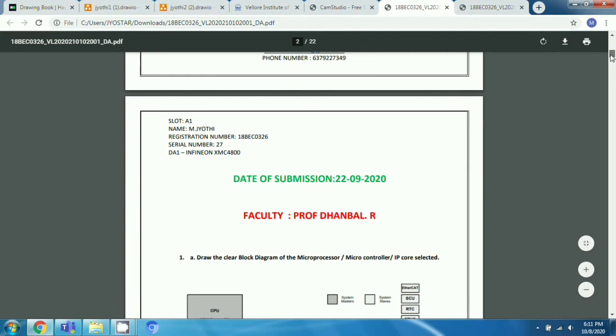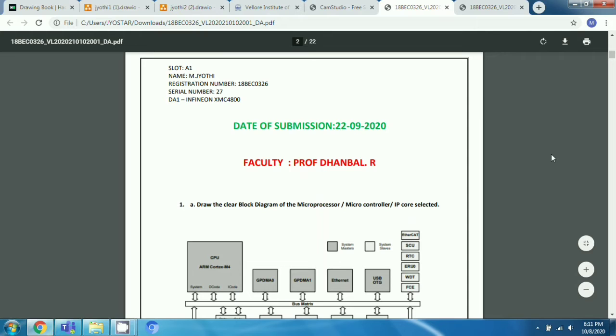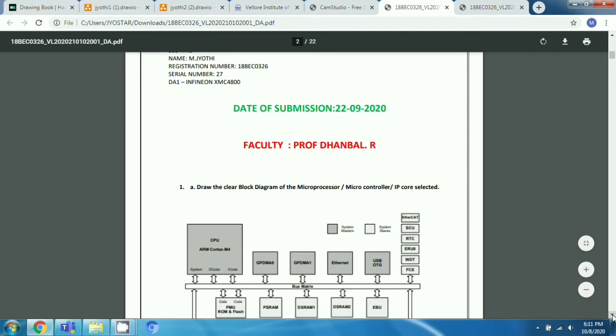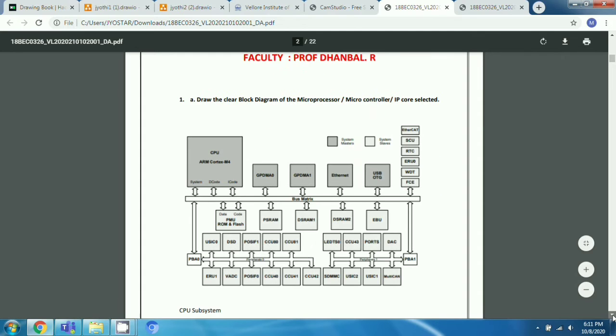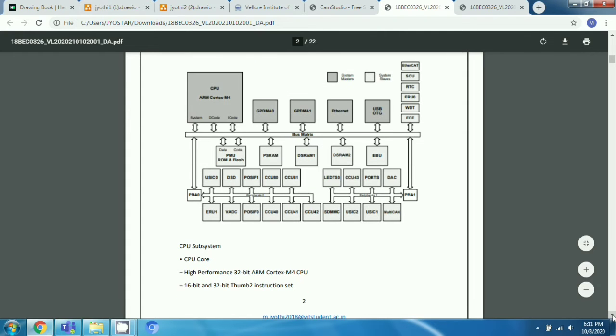As you can see here, the block diagram consists of the CPU, the GPDMA 0 to 1, the Ethernet, the USB cable, and the bus system is also shown here where it is connected to different types of memory where it includes the PMU ROM and flash, PS RAM, DS RAM, DS RAM 2, EBU, etc.